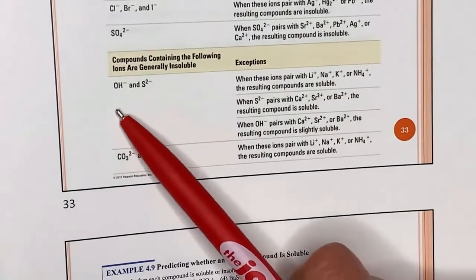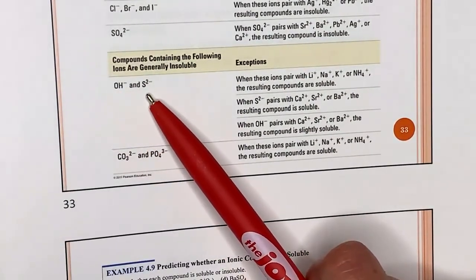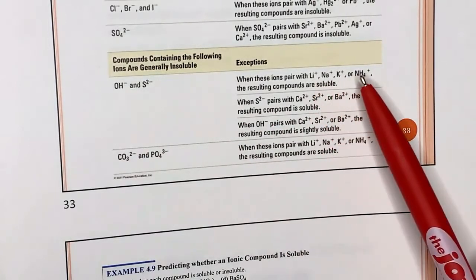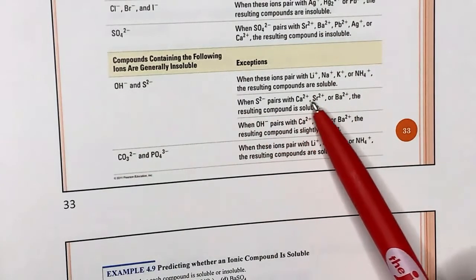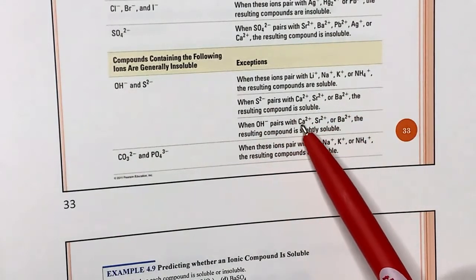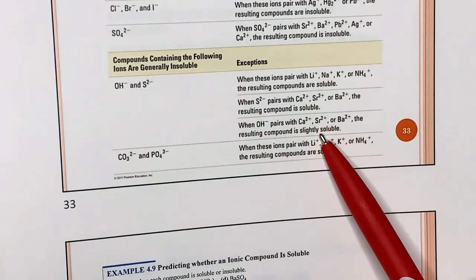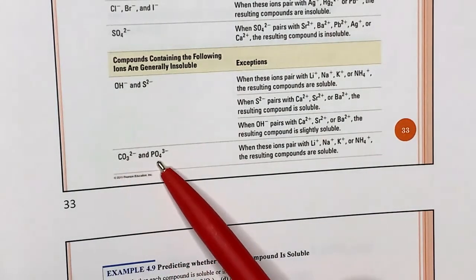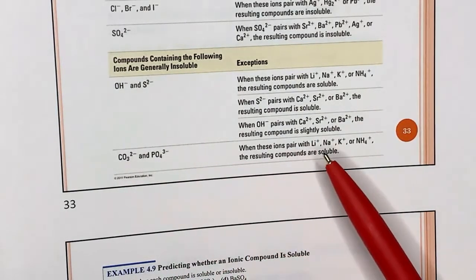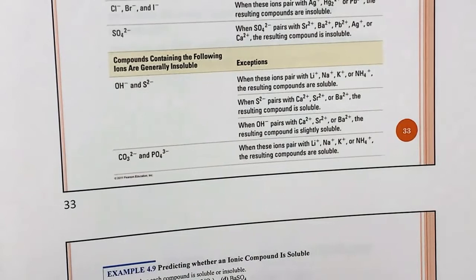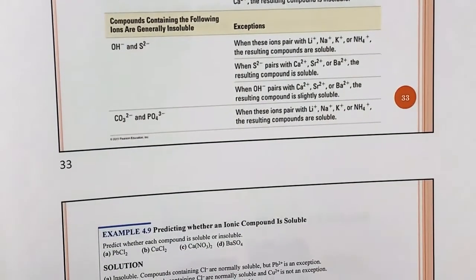Okay? Now, generally insoluble, all hydroxides and sulfides are insoluble unless paired with these guys. Well, these, yeah, because these are the ones that are always soluble. Okay? Lithium, sodium, potassium, and ammonium. And then when S2- pairs with calcium, strontium, and barium, it's going to be soluble. So these are the exceptions. When hydroxide pairs with calcium, strontium, and barium, they're also slightly soluble. So that's the exception right there. The carbonate and phosphate generally are insoluble unless paired with lithium, sodium, potassium, or ammonium. Okay? So, and then it tells you predict whether each compound is soluble or insoluble.